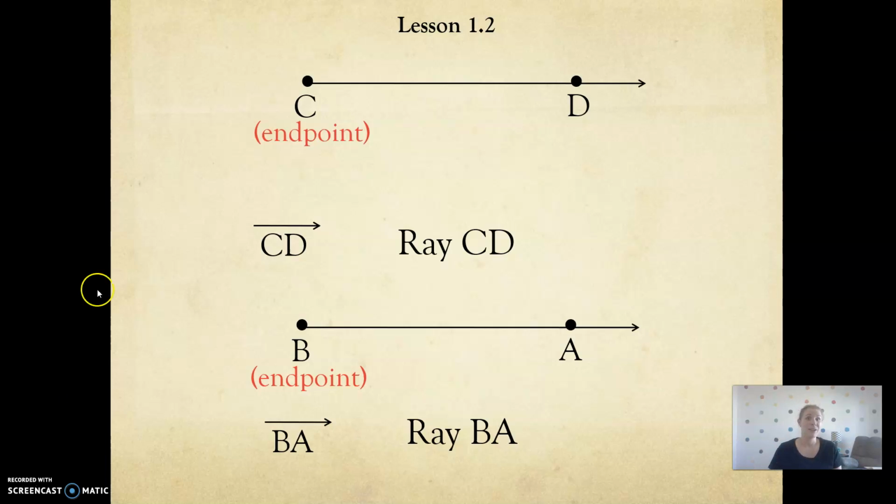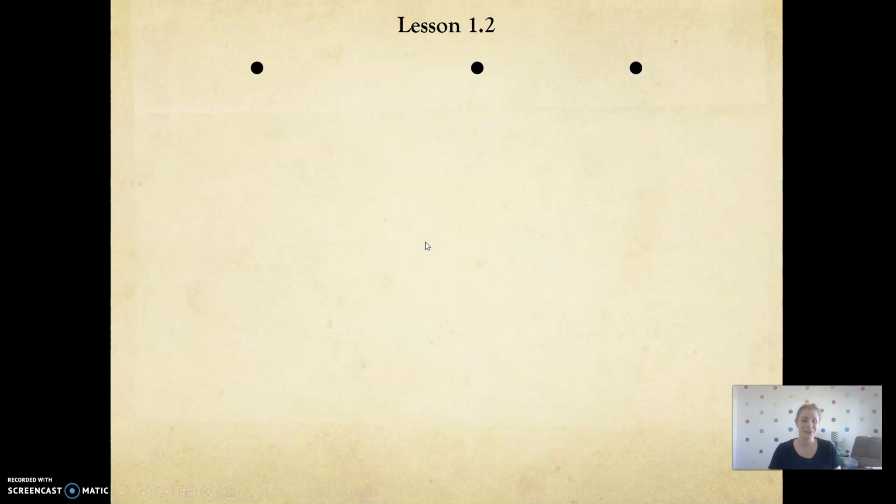Okay, now we're going to try something a little bit harder. We'll see if you can keep up. Okay. So we have points X, Y, and Z on a line. How many line segments can you name using the points on this line? Go ahead and pause the video so you can write them down. All right, what line segments did you come up with?